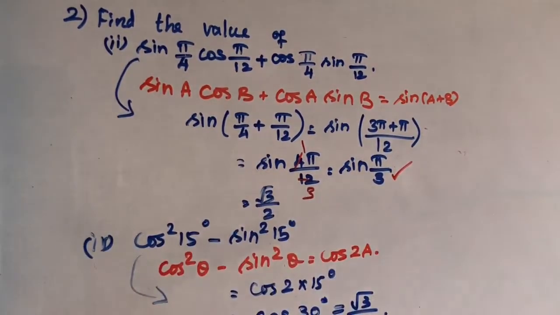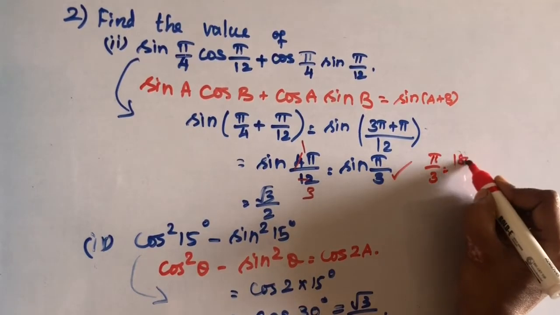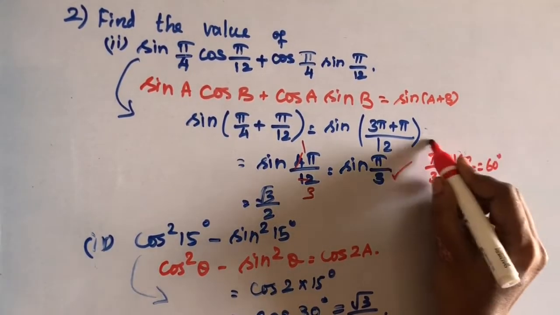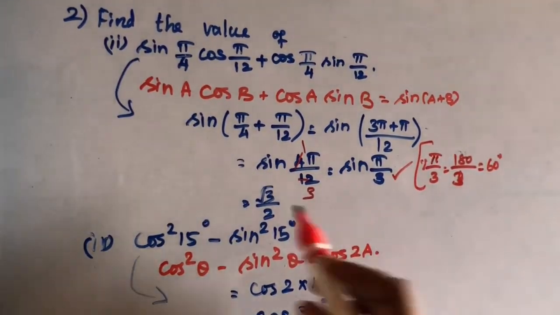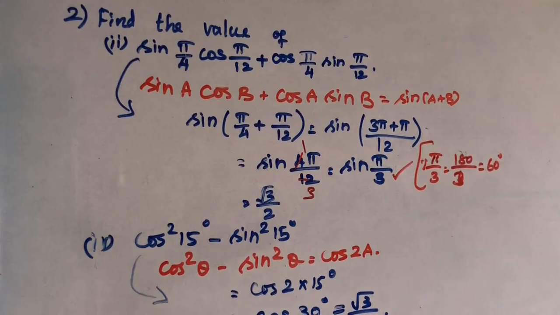What is pi by 3? Pi by 3 is equal to 180 by 3, isn't it? And it is 60 degrees. So sin 60. What is sin 60? It is root 3 by 2.